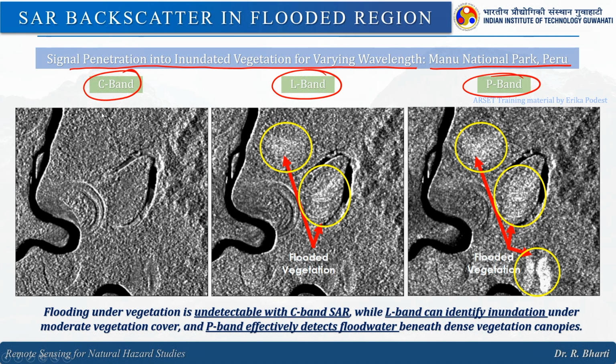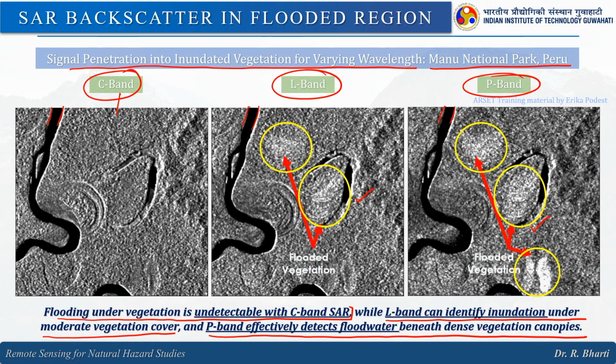Here the same area has been represented. This is the same river channel, right. Now, you see the difference. You yourself can identify which particular band is better in estimating the flood prone areas. Flooding under vegetation is undetectable using C band SAR, right. This is C band, while L band can identify inundation under moderate vegetation cover, right, which is this one, and the P band effectively detects flood water beneath dense vegetation canopy.